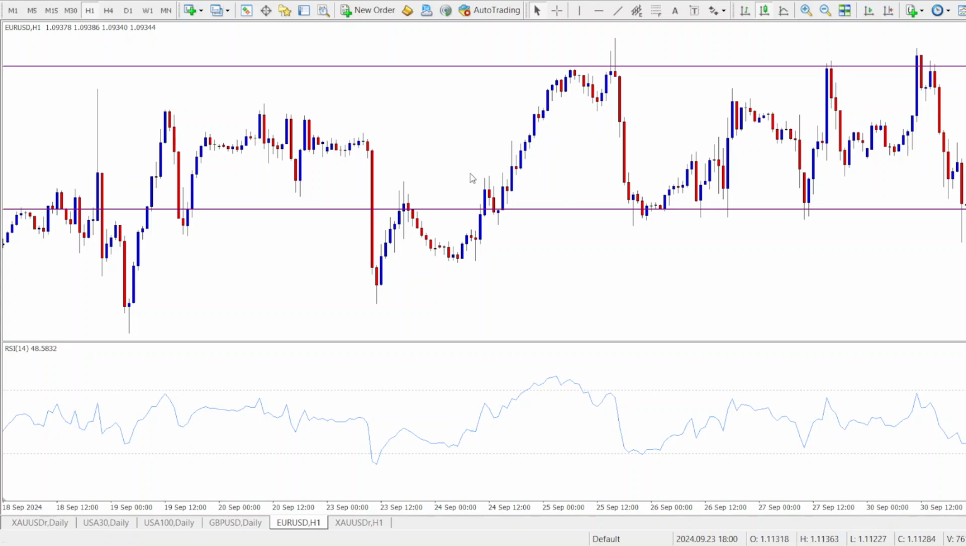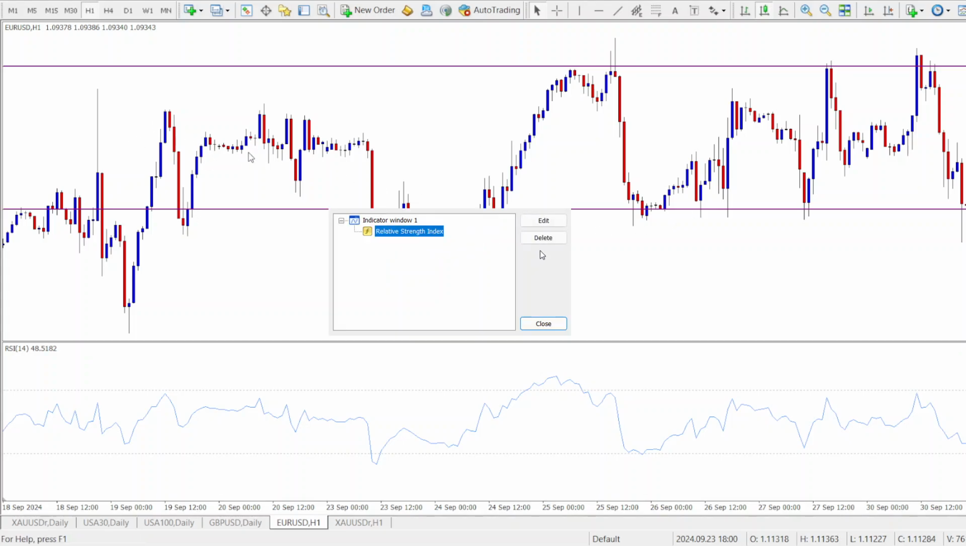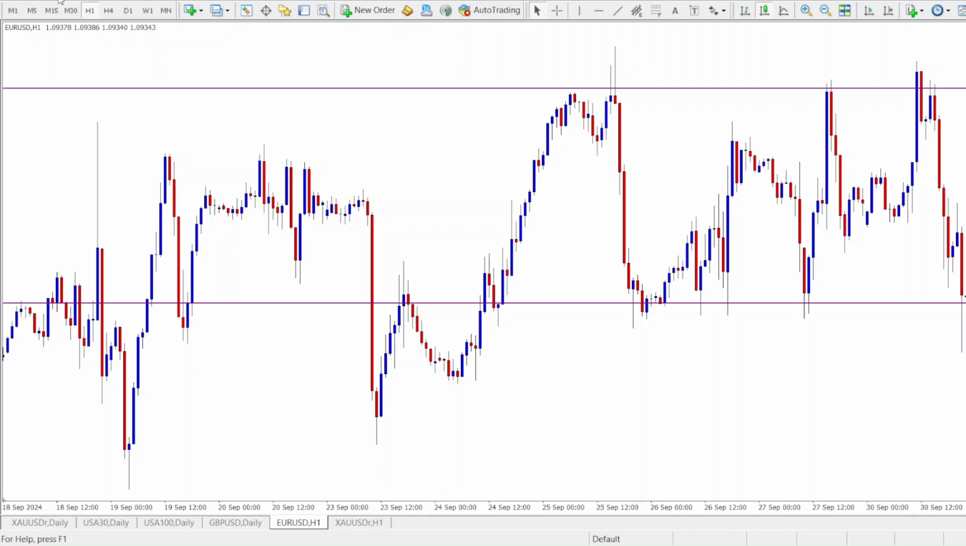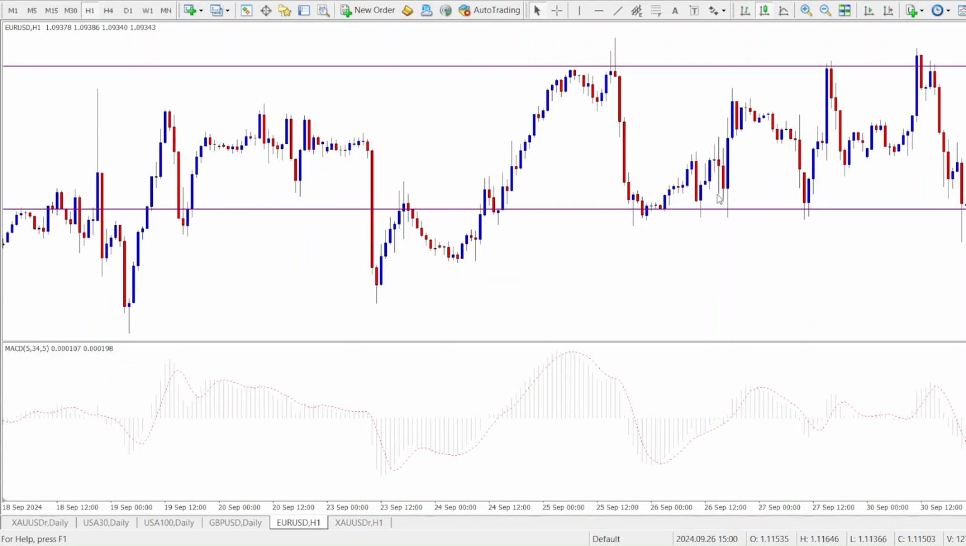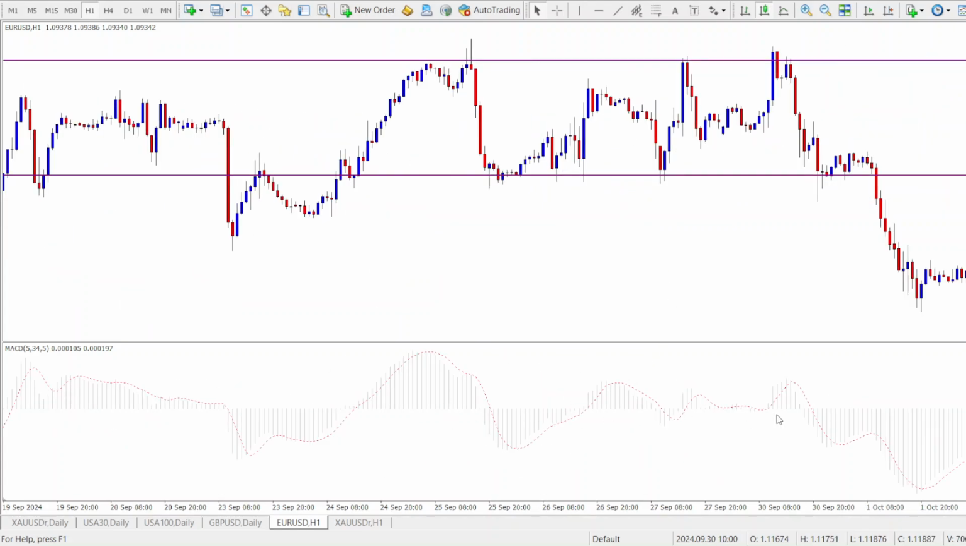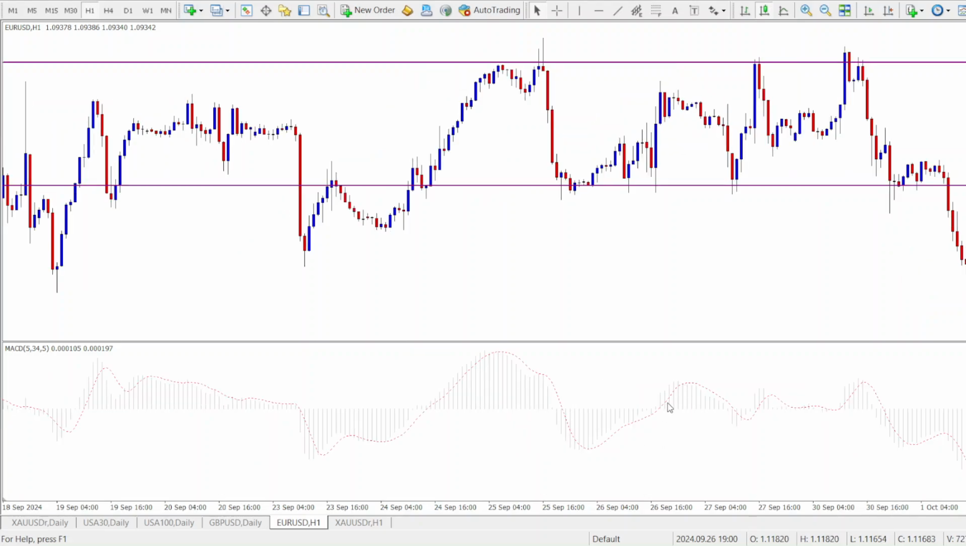Now, let us look at the second indicator on our list. I'm just going to remove the RSI. The second indicator on our list is the MACD. Let's insert the MACD onto our chart. Now, the MACD, as we can see on our chart, is also a momentum indicator. Okay. And the MACD consists of both the MACD line and the histogram bars, and it also has this zero line here. Now, how do you interpret the MACD signals?